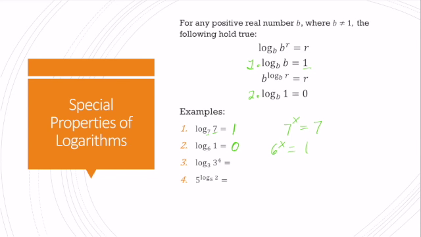For rule 3, I'm saying log base 3 of 3 to the 4th is just going to be 4, right? Because this is asking what power do I raise 3 to in order to get 3 to the 4th? Well, the answer is 4. The only tricky one is rule number 4. If I have 5 to the log base 5 of 2, that answer is always going to be 2. It's going to be your r. So if I have b to the log base b of r, it's going to be r. So this is 2.